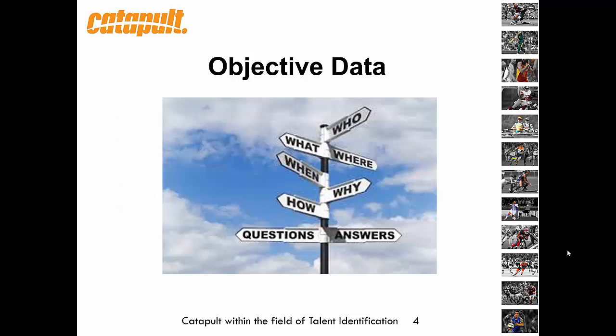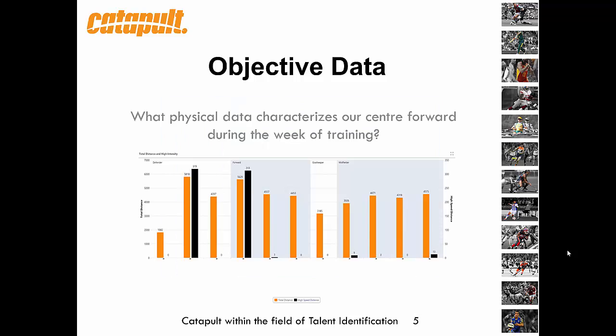So I want to start with objective data. In essence, Catapult systems and GPS technology give you data which normally professionals don't have, and allow them to be objective about the information they use, and allow them to build their own philosophy, thinking objectively and not subjectively only. So I created here a question that you could ask to think objectively about how you could identify talent.